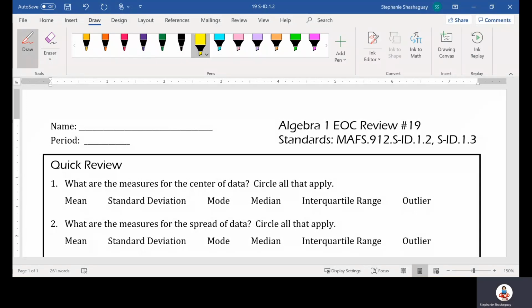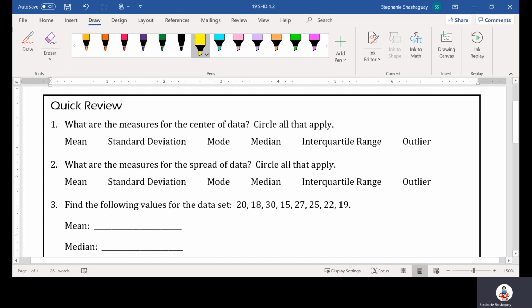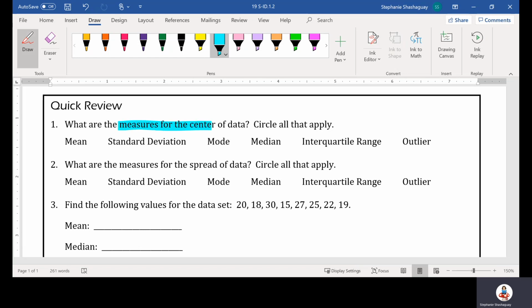Right, in this video, we're going to do EOC review number 19. So just a quick review, what are the measures of center of data? If we're talking about our measures of center, then what we're talking about is our mean, which is the average. We're talking about our median, which is the middle. And that's it.